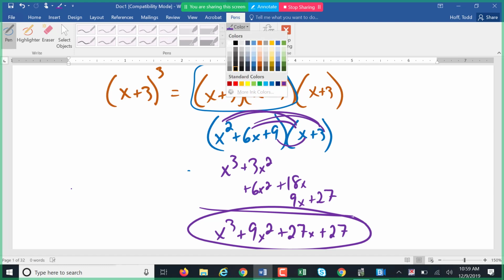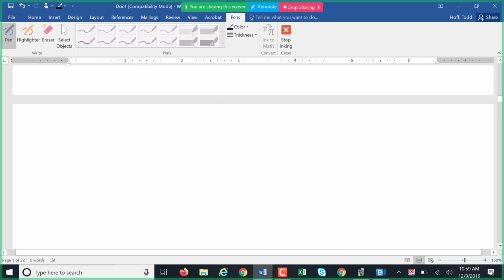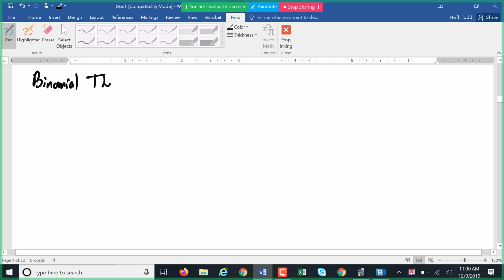But that's quite a bit of work in itself. If we got up to the fourth or fifth or, heaven forbid, sixth power, that's a lot of multiplying out. That's a lot of times of using that adapted FOIL method to multiply those. So what the binomial theorem tells us is that there's a shortcut for expanding this.